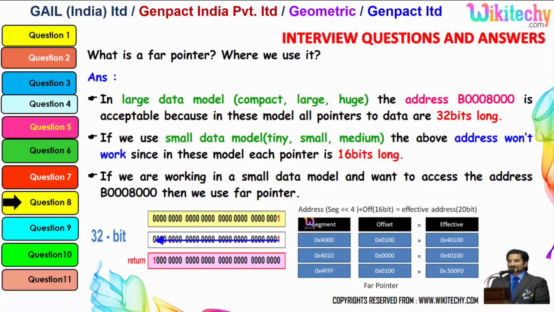Let's move on to the other question, what is a far pointer, and where can we use it. In the large data model, the address B0008000 is acceptable, because in this model, all pointers or data are 32 bits long. So it's compact, large and huge. Whereas in a small data model, tiny, small and medium, the above address won't work, since in these models each pointer is 16 bits long. So if you are working with a small data model and want to access the large data model, you'll be using a far pointer.